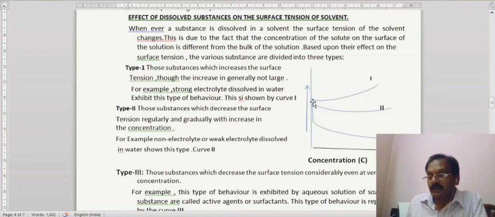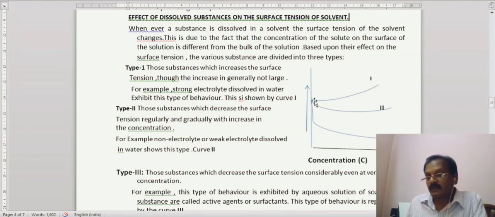That means when electrolytes are dissolved in a solvent, the surface tension of the solvent changes only to a small extent, because the solute is ionized, and the number of solute molecules on the surface is going to be different. Now let's go for the second type: those substances which decrease the surface tension regularly and gradually as they increase the concentration of the solution.